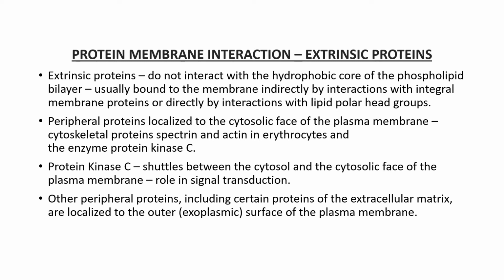For example, there are cytoskeletal proteins such as spectrin and actin in the case of erythrocytes, and also there is an enzyme, protein kinase C, which shuttles between the cytosol and the cytosolic phase of the plasma membrane in order to fulfill its role in signal transduction. There are a few other peripheral proteins, including certain proteins of the extracellular matrix or the ECM, which are localized to the outer surface of the plasma membrane, that is also known as the exoplasmic surface of the cell.